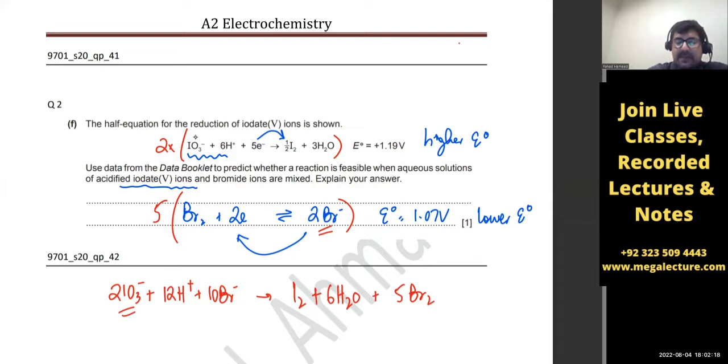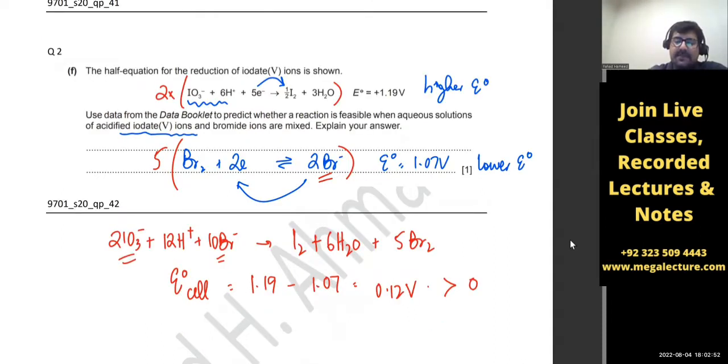Iodate 5 is reacting with Br minus. Again, how do you know that this will happen? You'll calculate the E0 cell. The E0 cell has to be positive. E0 cell is the potential difference between the reduction potential, which is the high E0, which is 1.19, minus the oxidation potential, which is the lower one, which is 1.07. If you calculate this, this will come out to be 0.12 volts. Okay, is this clear? So you have to say that it's coming out to be greater than 0. Hence, it's feasible.